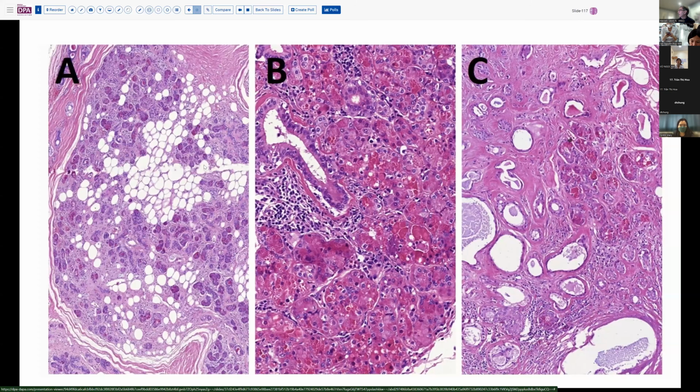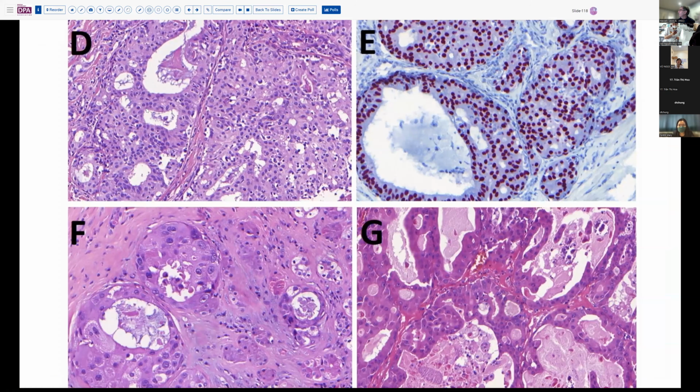So here's some representative images from publications. You can see the fat. You can see the admixed acinar epithelium, ductal type epithelium, some lymphocytes. Here you see the sclerosis and so forth. So there it is, all three elements, the sclerosing polycystic adenoma with those kind of features. And you can see there's not very much atypia here.